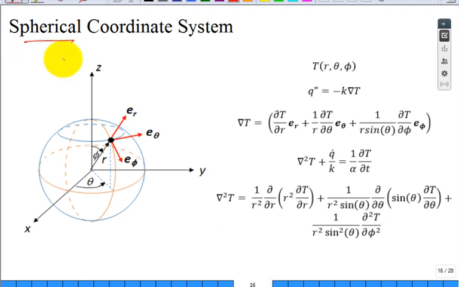Spherical? Okay, now we really have two angles, right? We have the r, the perpendicular from the origin out. Then we have theta and phi. Theta from in this XY plane, phi with respect to the Z axis. You have to be able to get the gradient and the Laplacian.